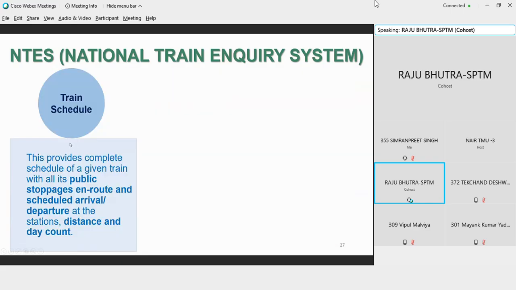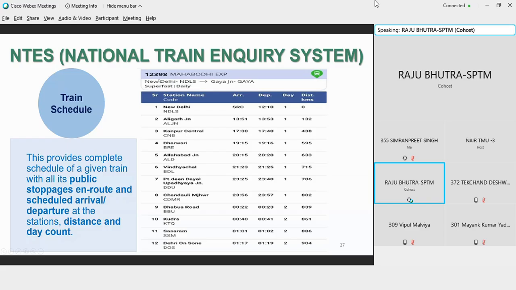Now, train schedule. This provides the complete schedule of a given train with all its public stoppages en route and scheduled arrival and departure at the stations, distance and day count. So, if we want to know the complete schedule of the train, what are the stoppages en route? What is the scheduled arrival and departure time at all these stoppage stations where stoppages have been provided? And what is the distance between the stations? And day count means on which day it is arriving at a particular station. So the day count can also be known.